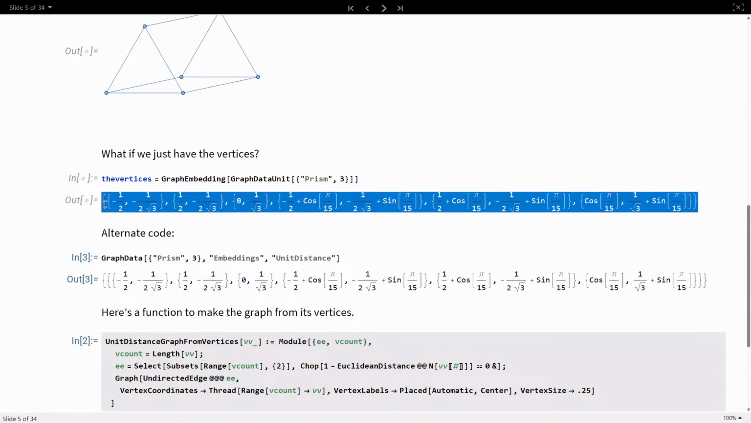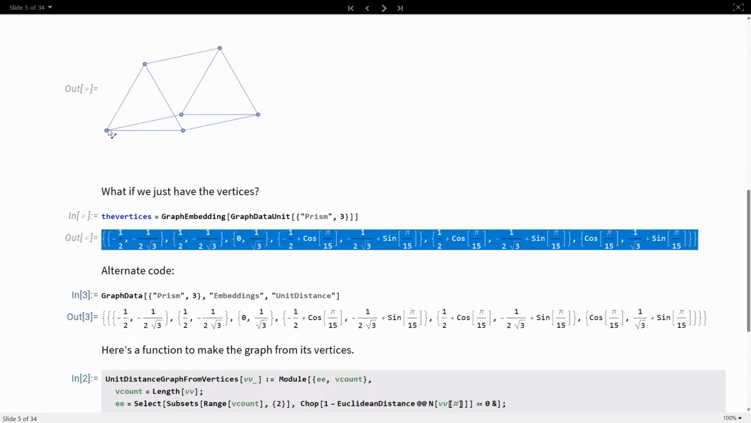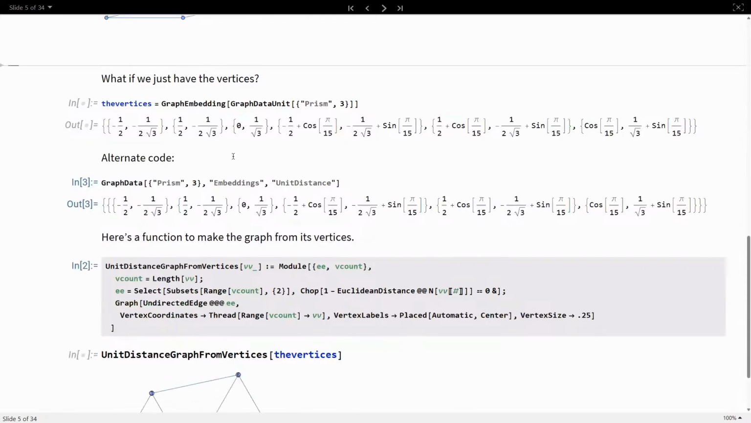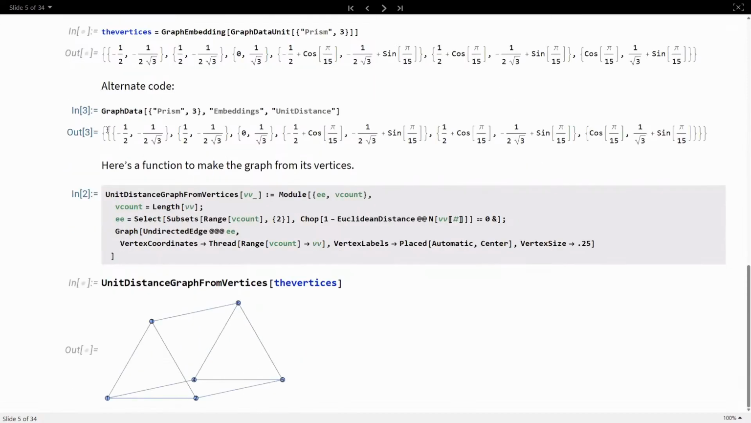So here's a set of vertices for this graph, and we can make a picture just from the vertices. This is a piece of code which will just use the vertices, and based on those, find all of the unit edges and then make that graph. So these are 2 pieces of code that I'll be using in my talk.